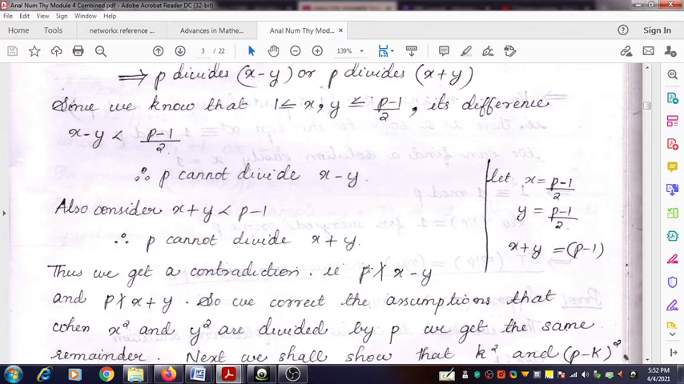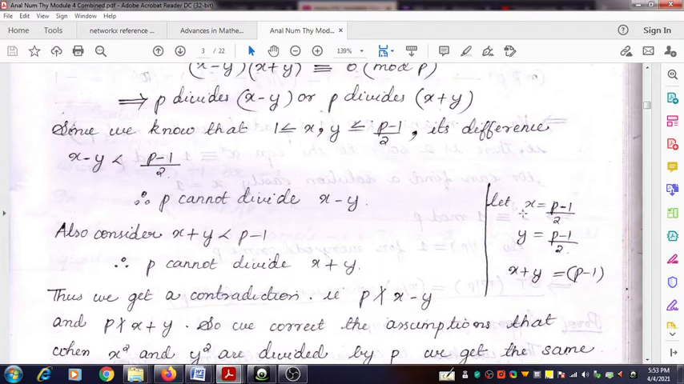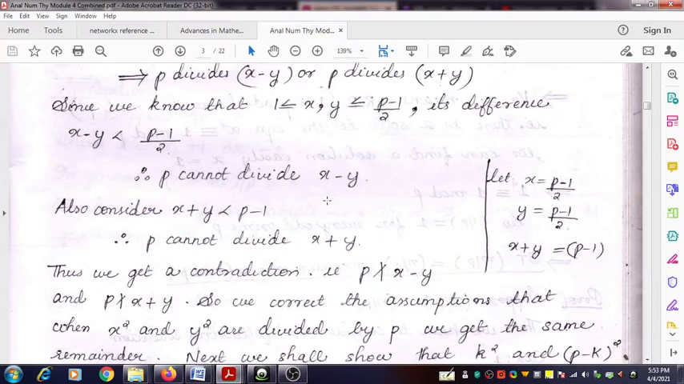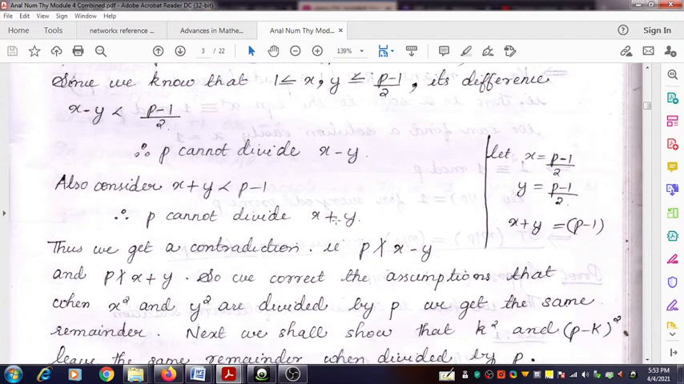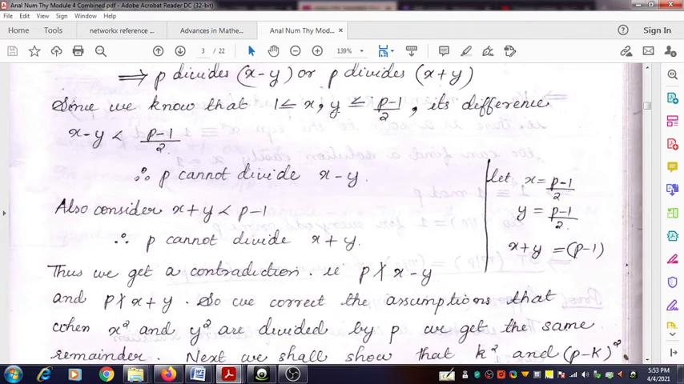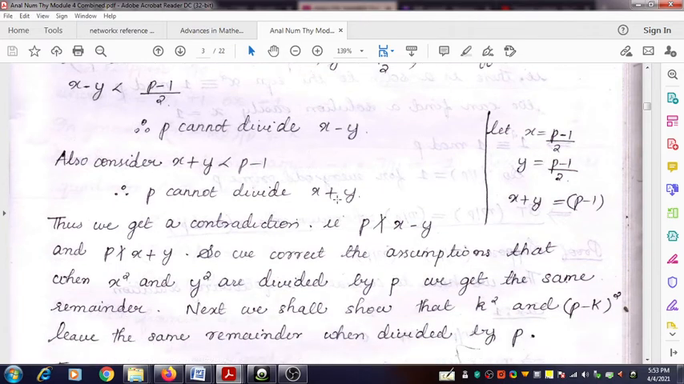Therefore we can conclude that p cannot divide x plus y also. In the second case, p cannot divide x plus y because the number x plus y is not going to be 0. In the previous case also, you can exclude the possibility of 0 because x minus y is not going to be 0, because we are considering x and y as two different numbers. Therefore, x minus y cannot be equal to 0. But in this case also, x plus y cannot be equal to 0 because both x and y are greater than 1.